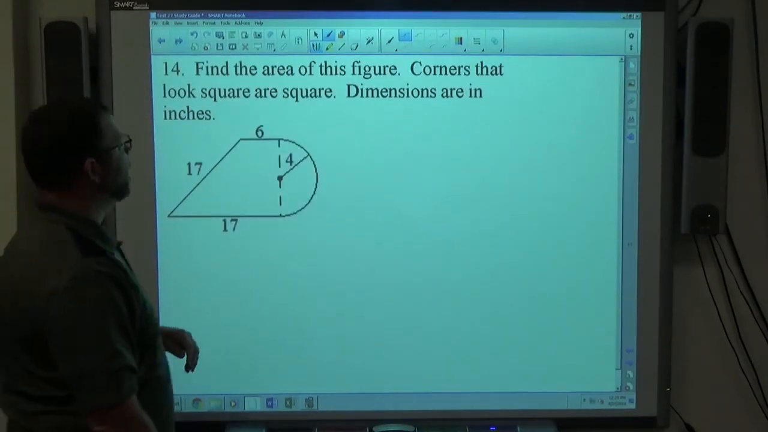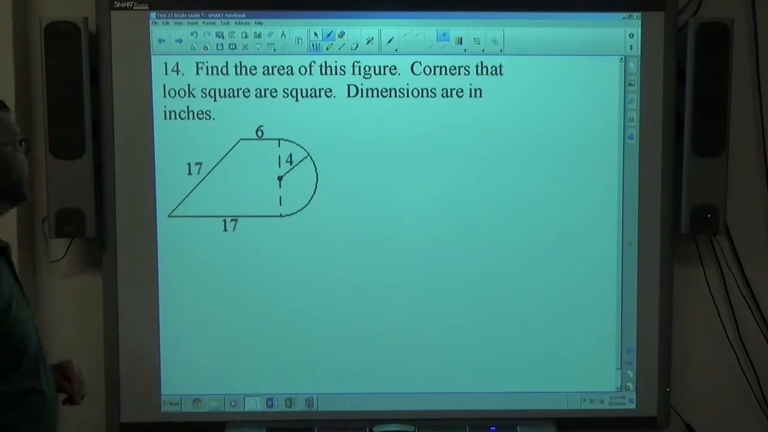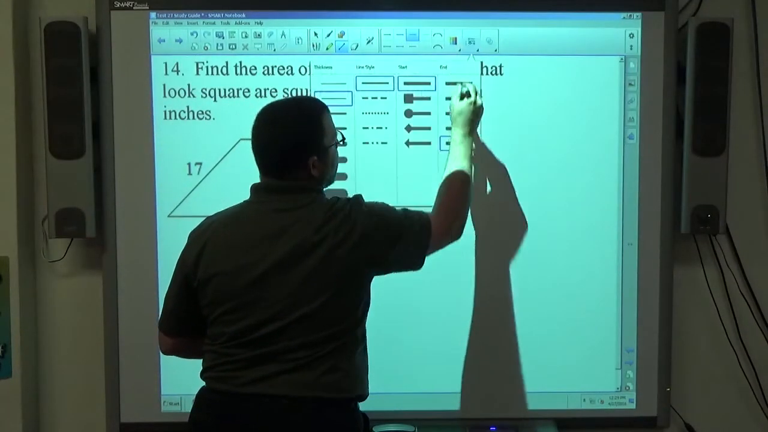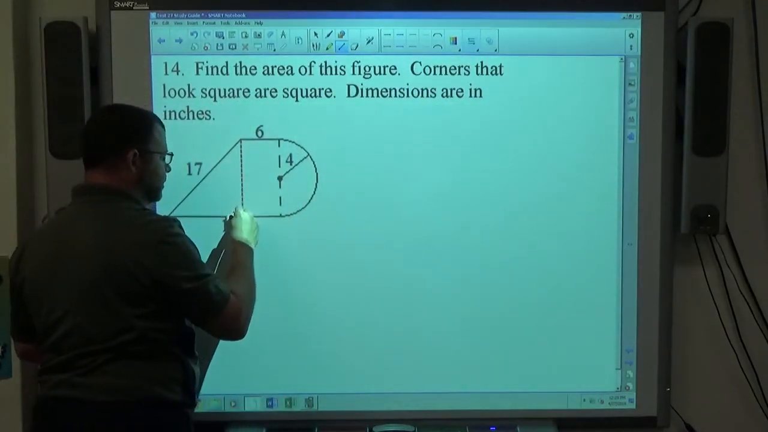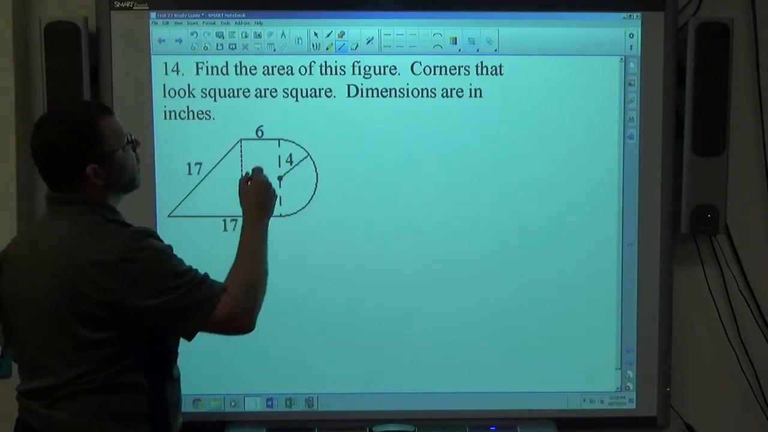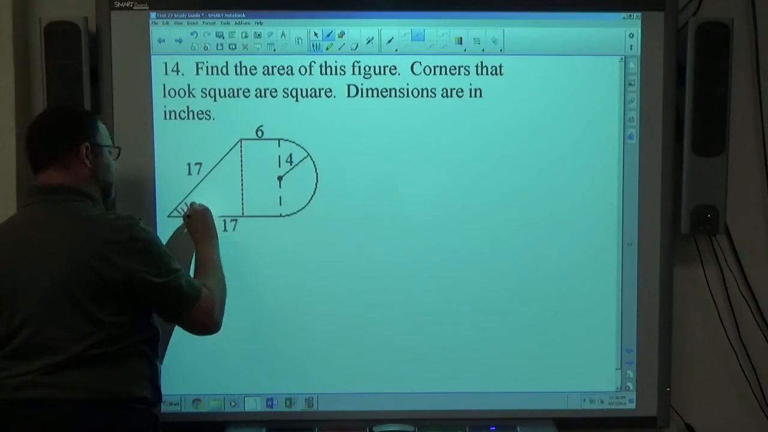Number 14, find the area of this figure. Corners that look square are square, dimensions are in inches. So let me just break it down into the most basic figures there are there. I see a rectangle, a triangle, and a semicircle. So if we look at this in 3 pieces, let's go, piece 1 is this triangle.